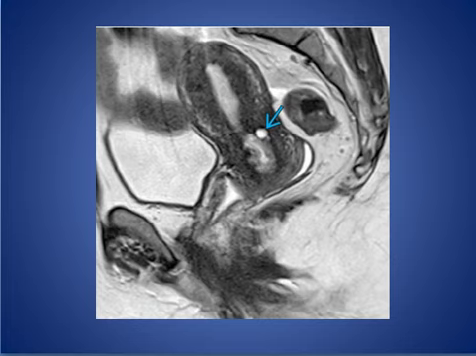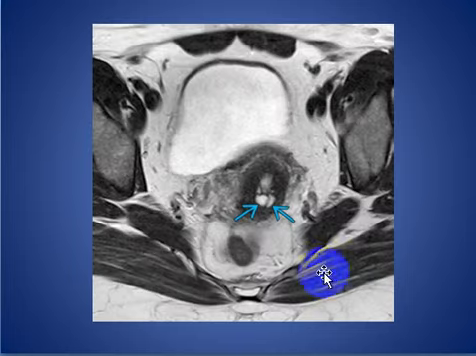This is a T2 sagittal MRI. We have a hyperintense cyst within the cervical stroma, and this is the Nabothian cyst, with minimal fluid noted in the pelvic cavity. Here, this is the same patient with an axial cut, T2 weighted images. It shows a hyperintense cystic lesion within the cervical stroma of the uterus.